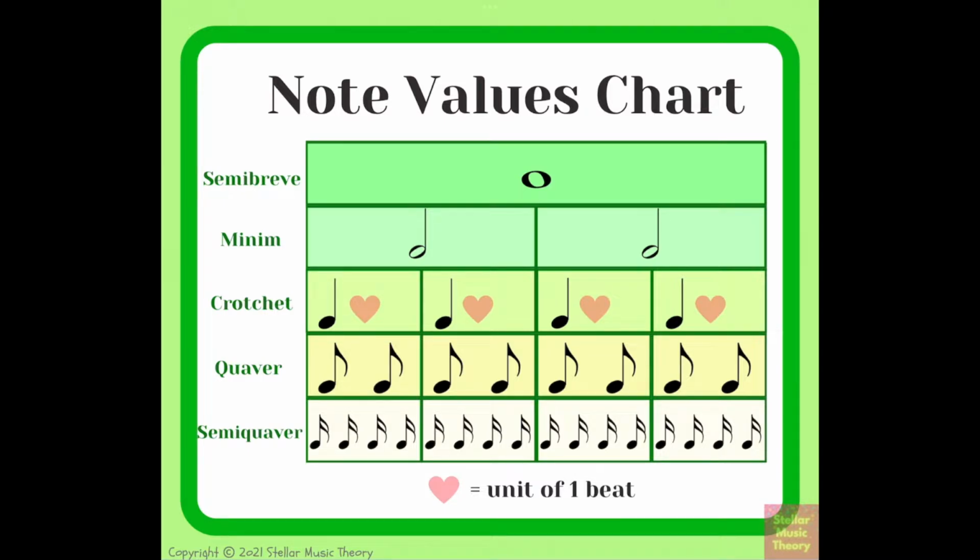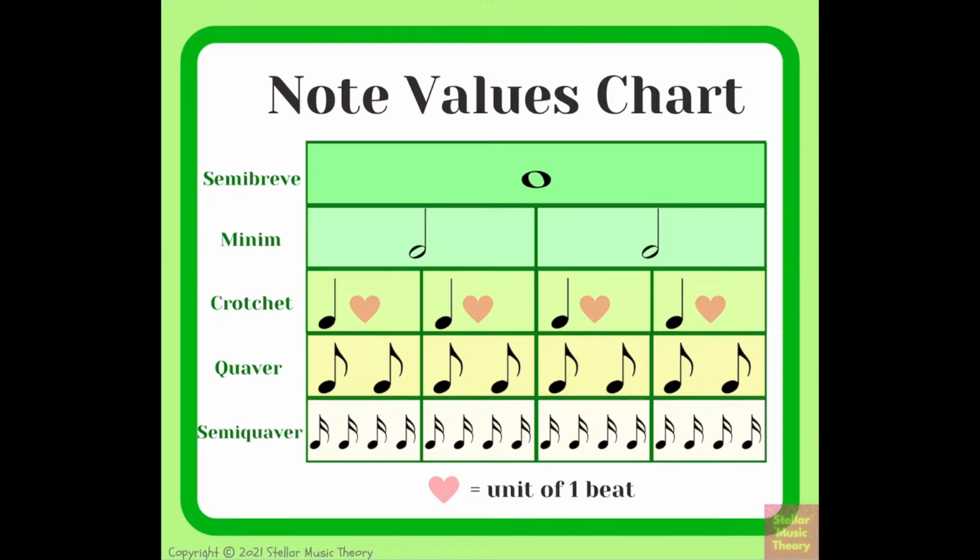A minim can also be split into two equal halves with a crotchet in each half. I've put a heart next to the crotchet to indicate one beat, as we'll be using the crotchet as the unit of one beat for now. The reason I use a heart is because musical beat is very similar to our heartbeat. It always beats as a steady beat, whether it's beating fast or slow.